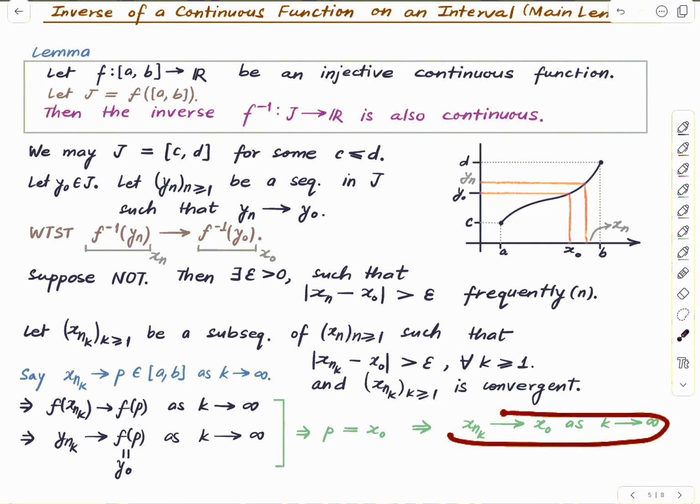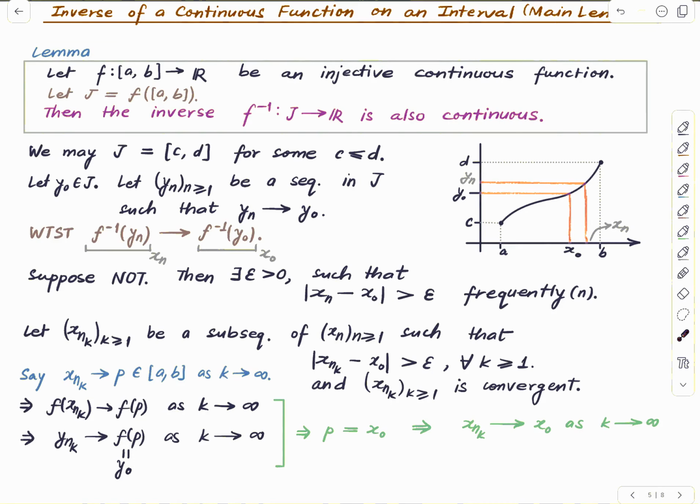This statement and that statement are in contradiction, and therefore we have proven continuity of f inverse at the point y0, and we are done. It's an interesting piece of reasoning, but not at all a hard piece of reasoning. Okay, so that's very nice.